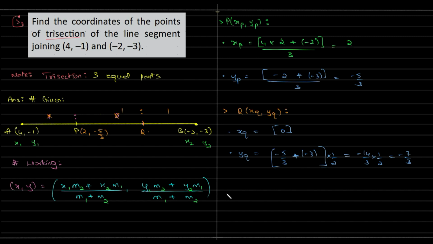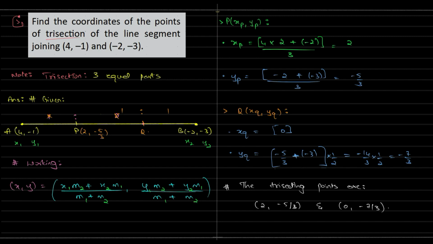At the end of it, we need to just make a mention of what we found. The trisecting points are (2, -5/3) and (0, -7/3). And we are done.